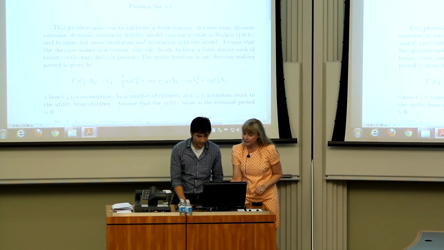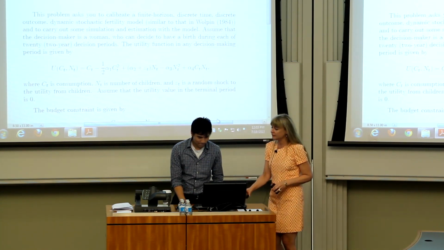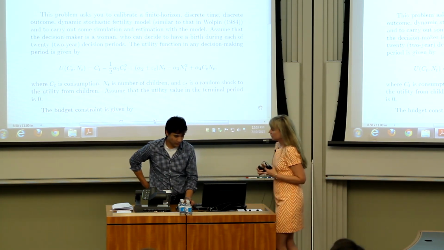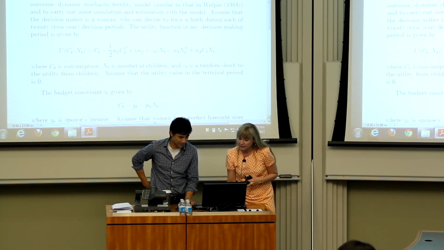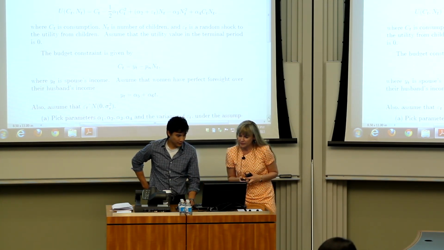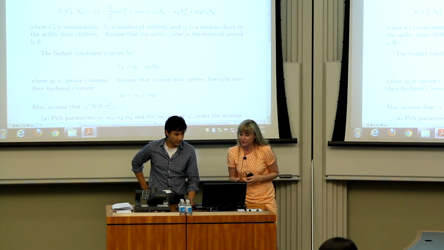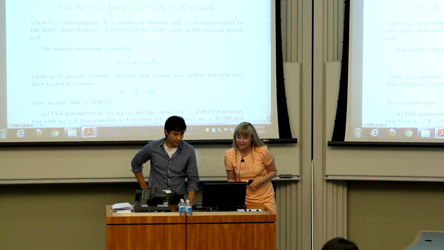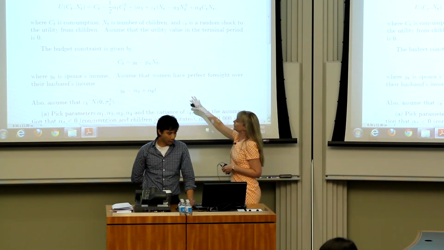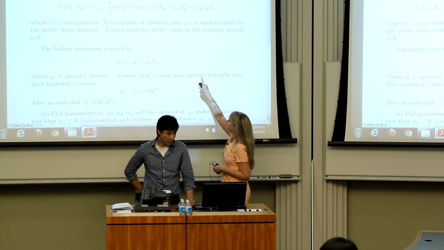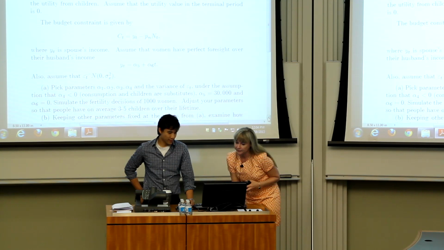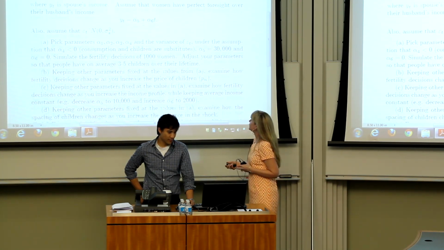Okay, so it's a model of a woman making fertility decisions, where you would just set some parameters in the model. This is something I give out as a problem set in my graduate class. It's assuming that women have perfect foresight over husband's income. So there's only one shock, which is the fertility preference shock, just to make it easier. And then it says pick some parameters, and then simulate fertility decisions.